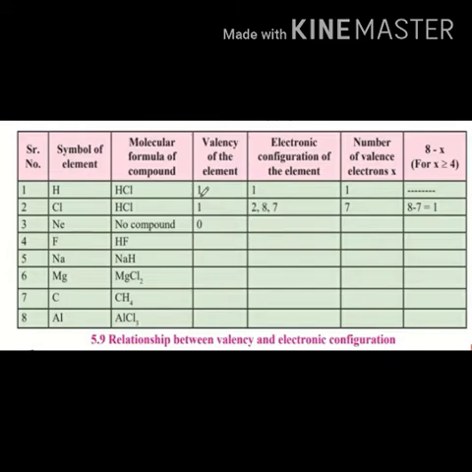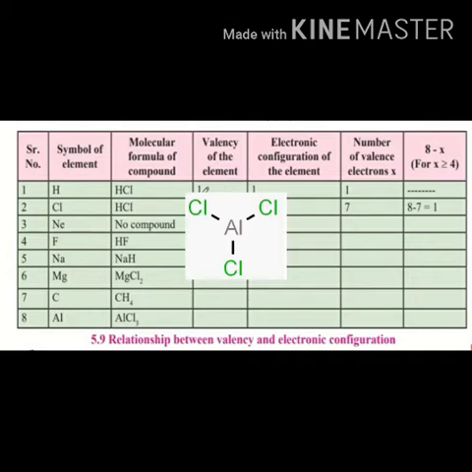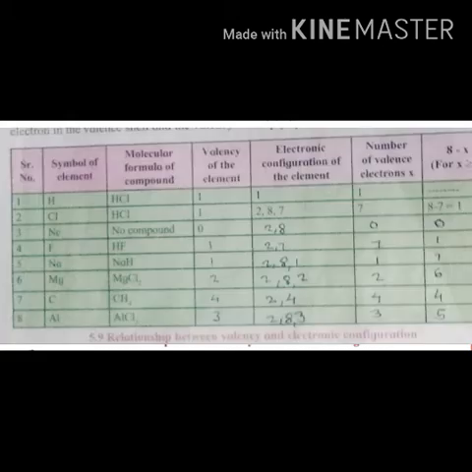Last element is aluminium. Its symbol is Al. Compound which it forms with chlorine is AlCl3, that is aluminium trichloride, as 3 chlorine atoms are bonded to one aluminium atom. Hence valency of aluminium is 3. Its electronic configuration is 2, 8, 3. There are 3 electrons in its outermost shell, means the number of valence electrons is 3 and 8 minus 3 is equal to 5.